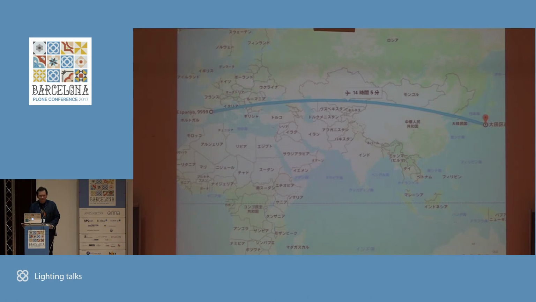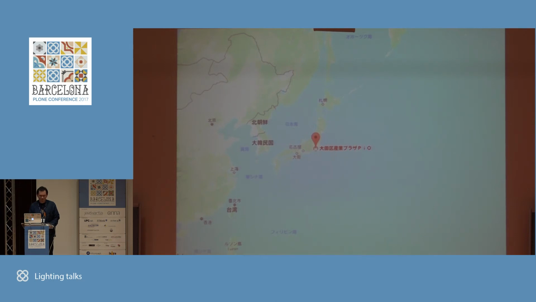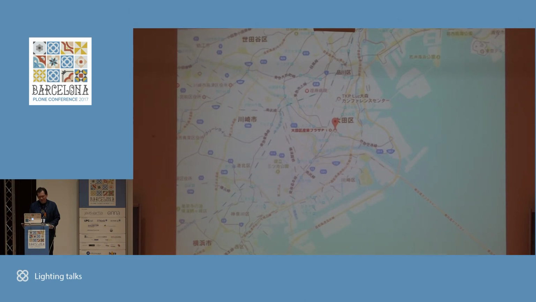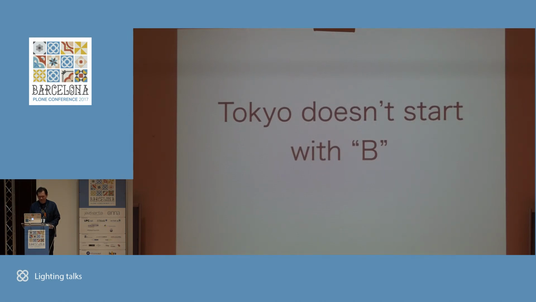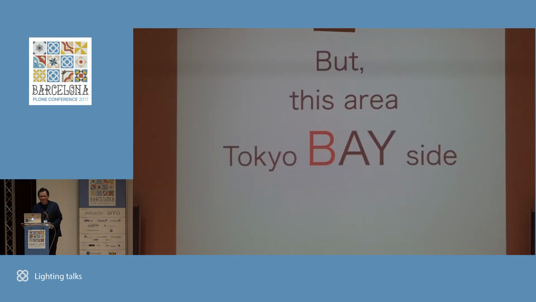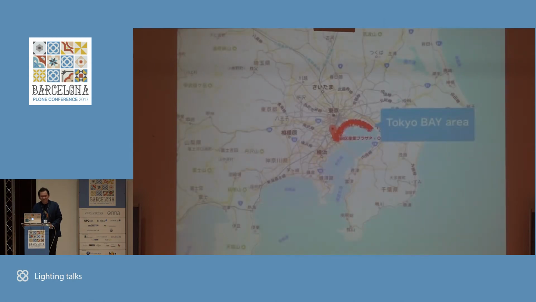The next PyCon is in Tokyo, but it's a bit far. It's 14 hours and 5 minutes from Barcelona to Tokyo. Tokyo is in central Japan. Our company's venue is in the south of Tokyo, on the Tokyo Bay side. This area is Tokyo Bay. Is it okay?